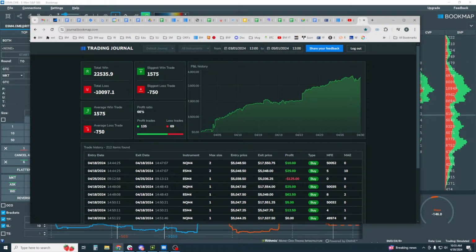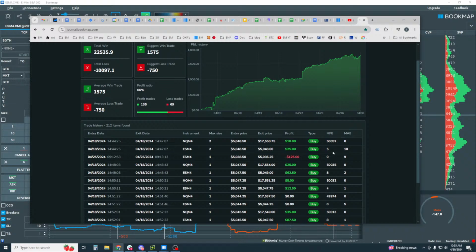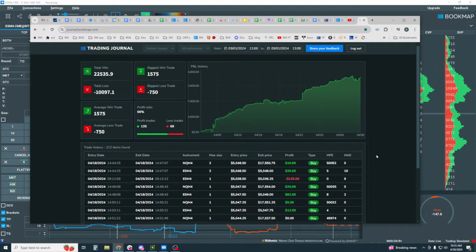Be realistic with this. I don't know if this is... it's not bad. I mean, 66%. I would like to see it be a lot lower, and I would like to see the MAE over here be a lot less and the MFE be a lot higher. There's actually a little bug in here, but I would love to see that, and that would give me good insight that, okay, I'm not always profitable on each trade.